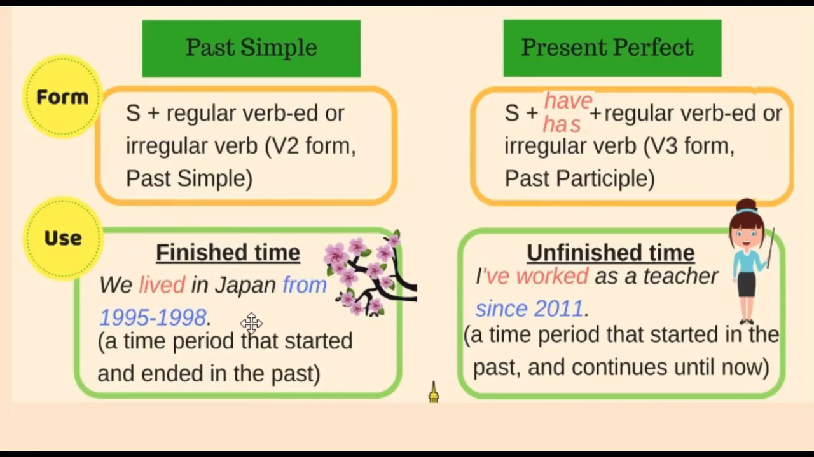It can be a long action or a short one. Here is a long action: we lived in Japan from 1995 to 1998. This means that the action is finished, and there is an exact time when it finished. In this case, we use past simple.